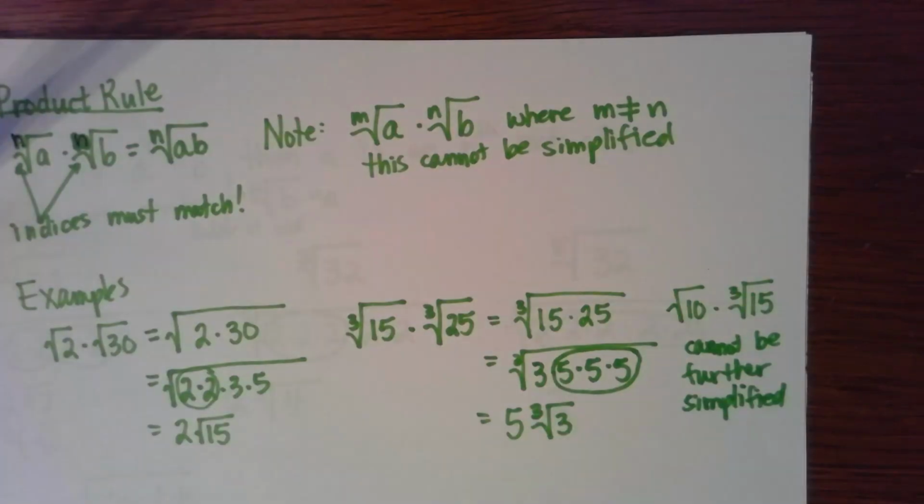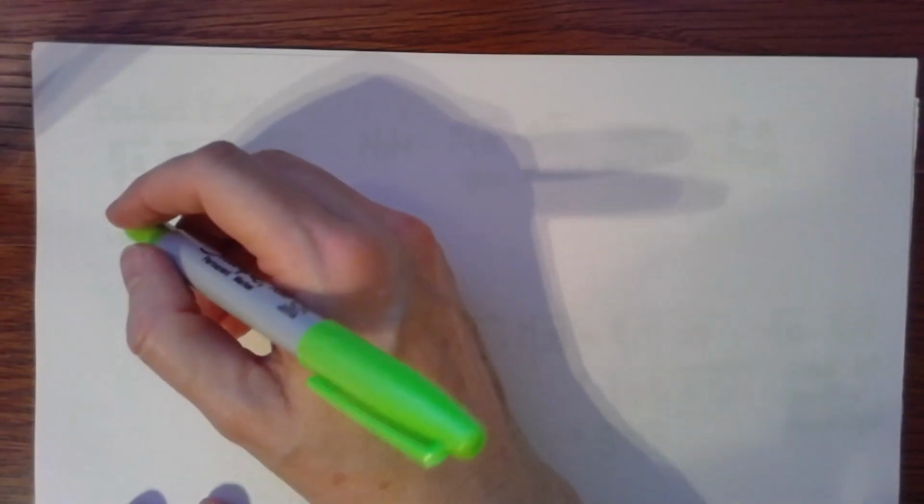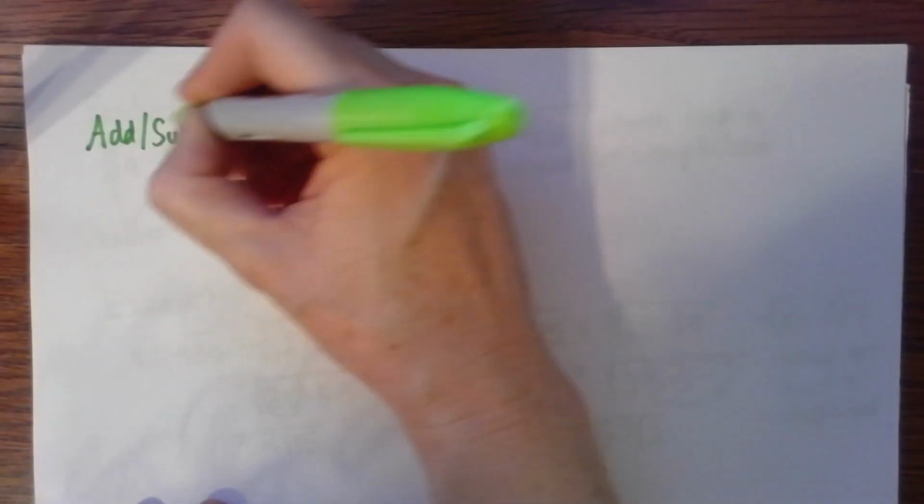Okay, so the other thing that we might want to do with radicals is add or subtract them. And we know that subtraction is really just addition in disguise. So it's a single rule here that we're going to look at. So this is the addition. Of course, this applies to subtraction as well.